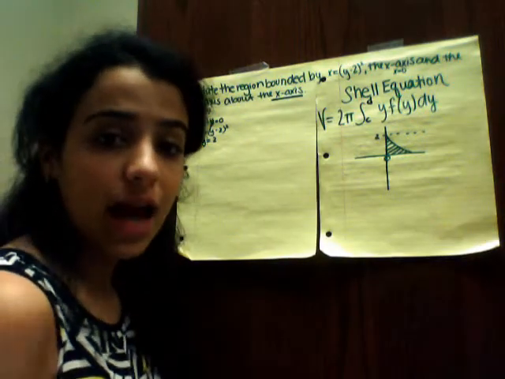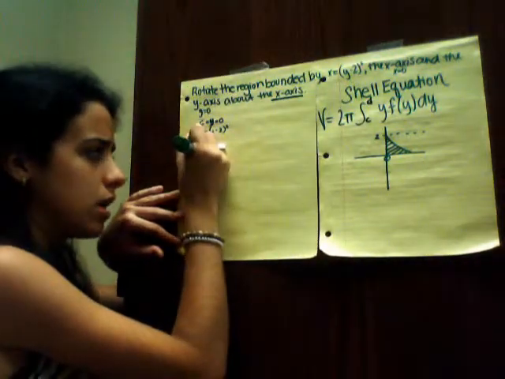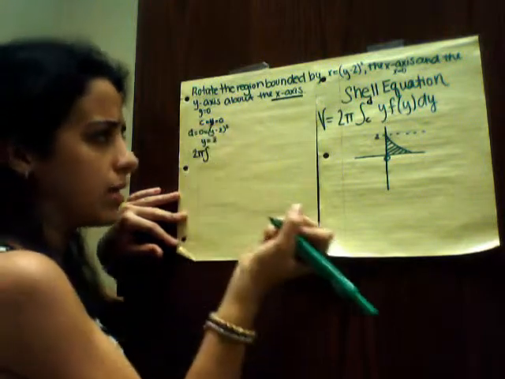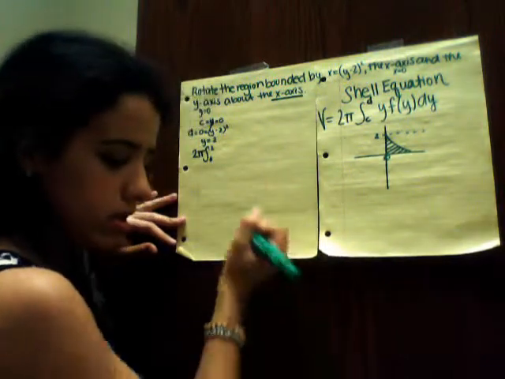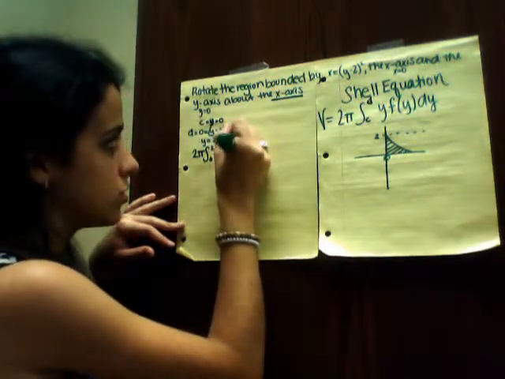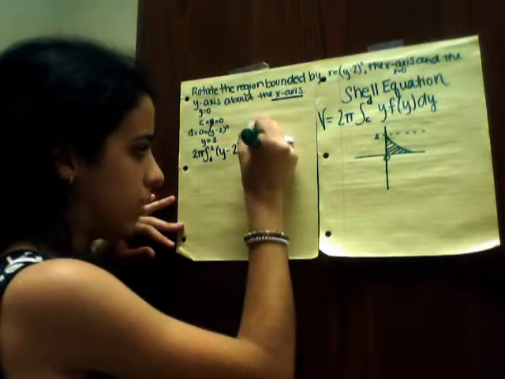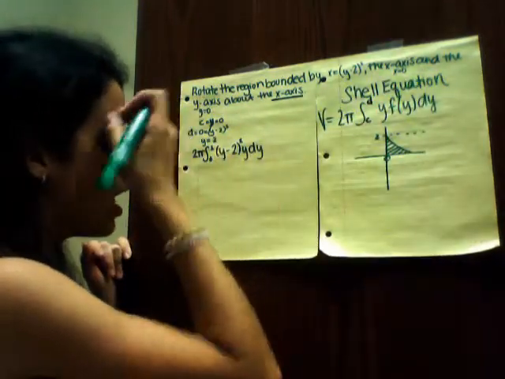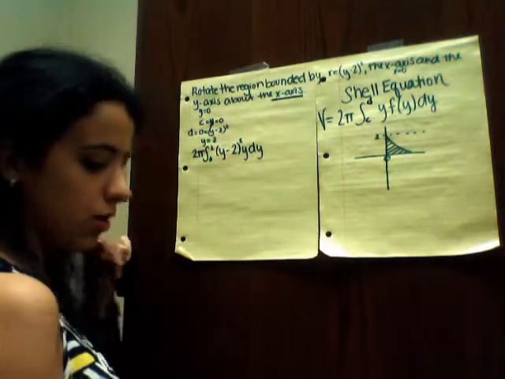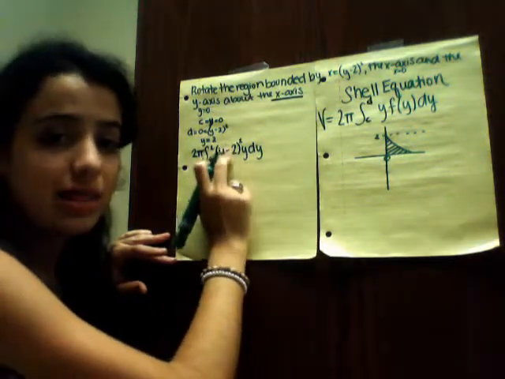Okay, now that we have this settled, we can finally substitute into the equation. We're going to place 2 pi times the integral from 0 to 2 of y times (y minus 2) squared, dy. This is what we did by substituting this part of the equation. Now we're going to integrate, but first we need to expand this equation.